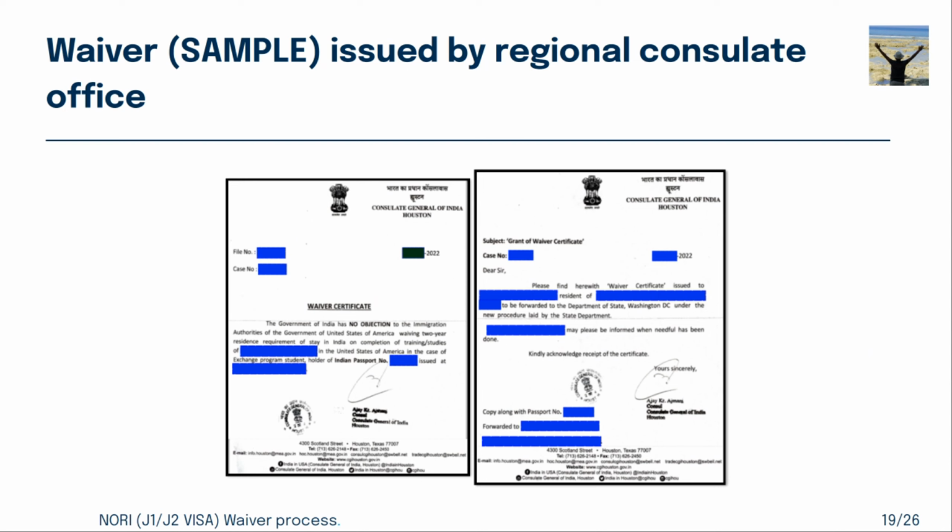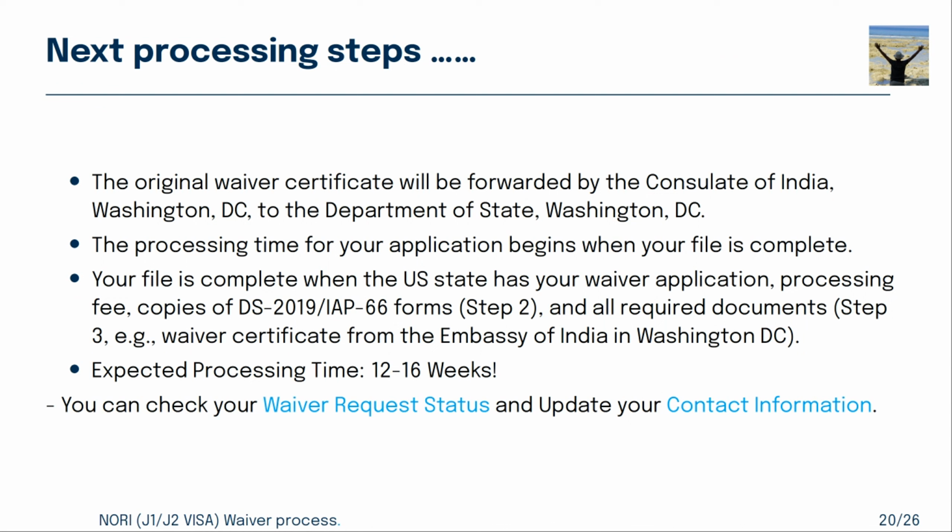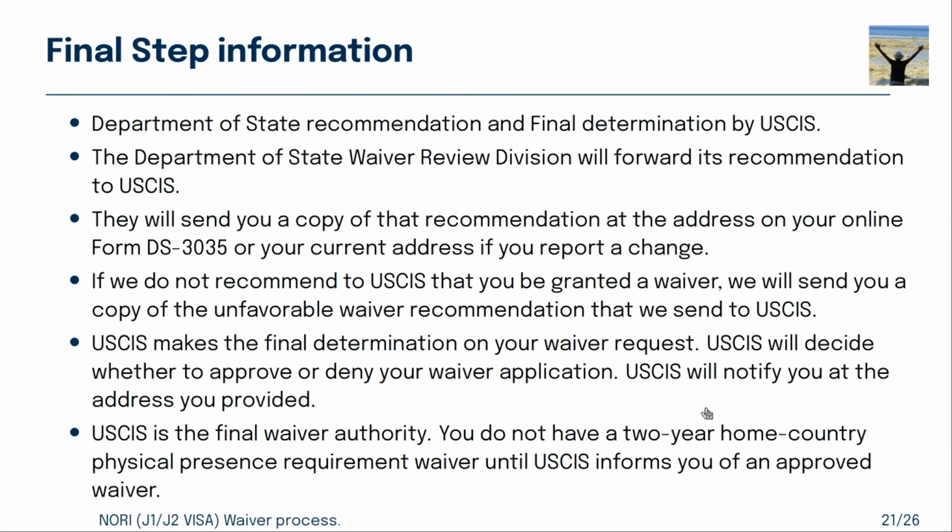Now, what will happen? Same thing what I said, and a similar thing they will do. The process file, you have already sent these things, and here if you see the expected time, it says 12 to 16 weeks, and you can always check the waiver request status by clicking on this link. And let's say in the meantime you have changed your house, you can always change your contact or address, phone number, whatever.